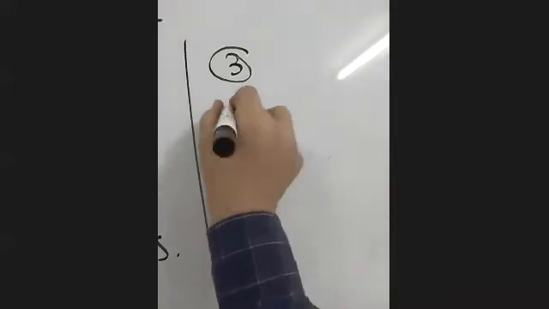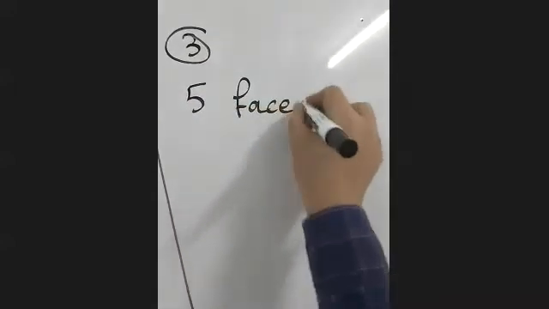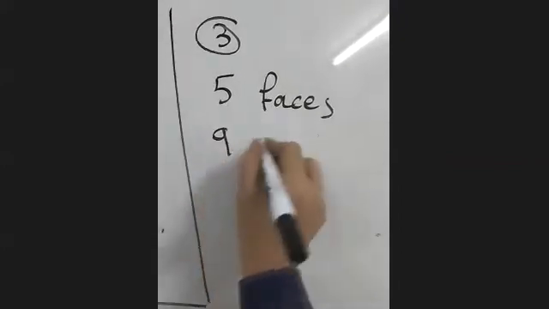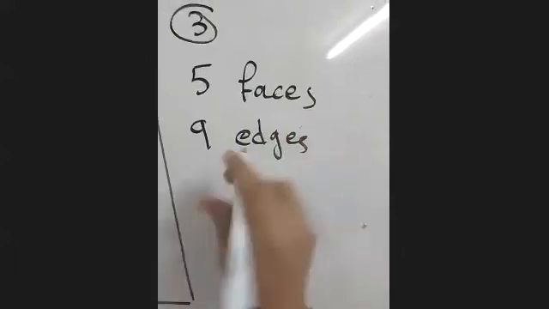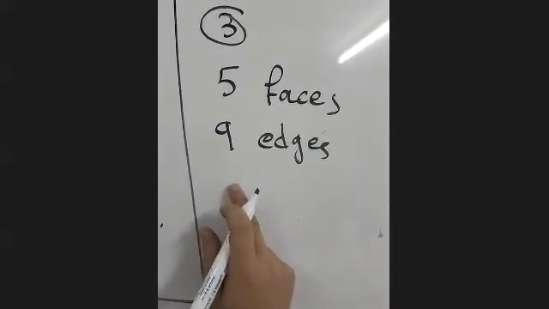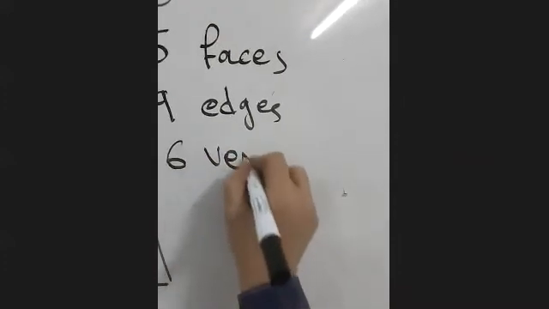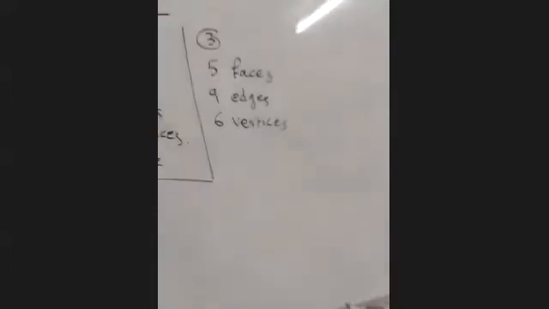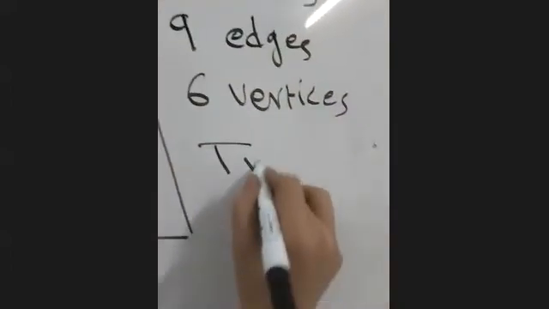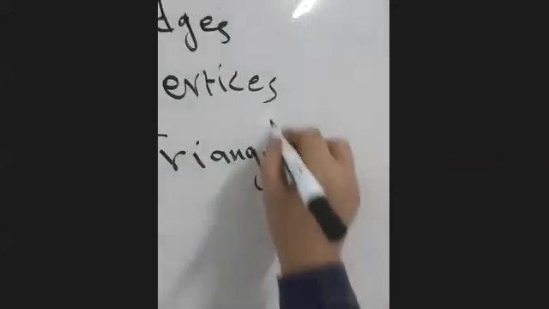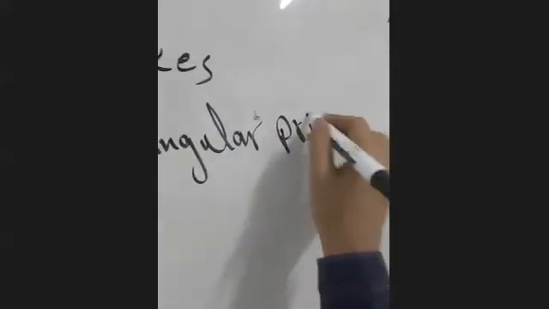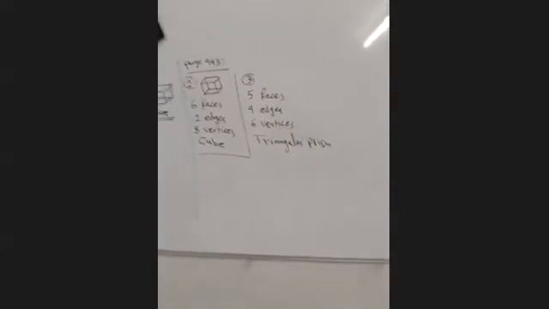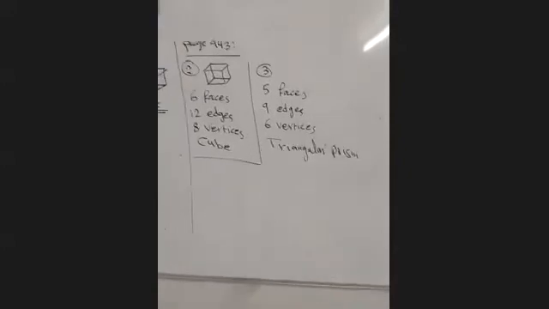So question 3, guys, under the figure, what will you write? 5 faces, and how many edges? 9 edges, right? And how many vertices? 6 vertices, right? And because up and down we have triangles, what do we call it? Triangular prism. This is question 3. Question 4.